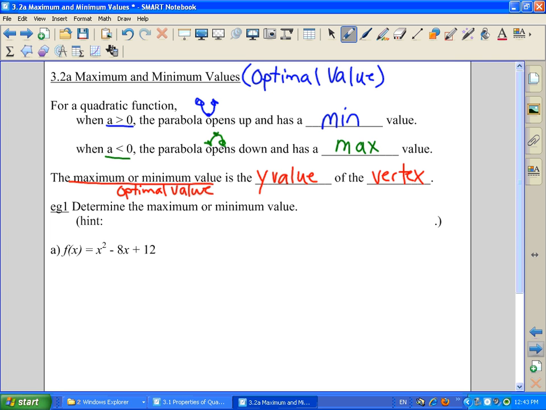Okay, let's take a look at an example here. It says to determine the min or max value. Just remember, as a hint, it may be easier to factor. So factor and find the vertex. That's going to be easier. If you can't do that, then complete the square. So if it's hard, i.e. the factoring's not going easily, then complete the square.